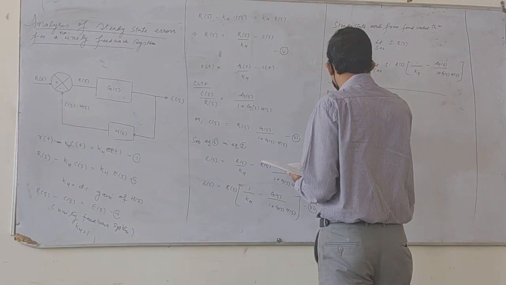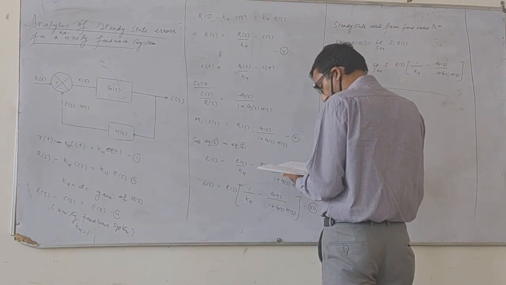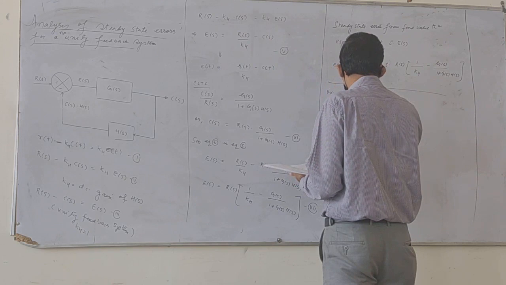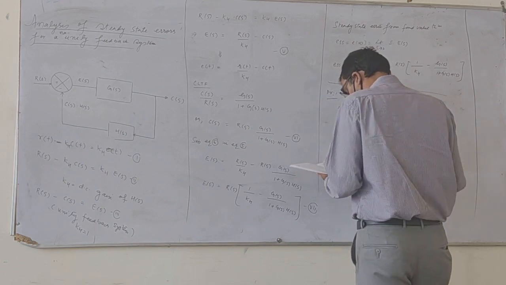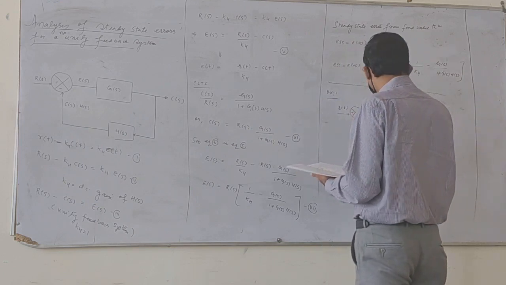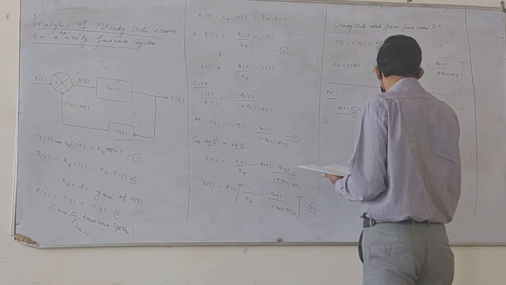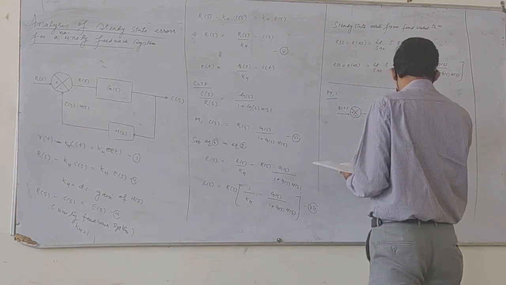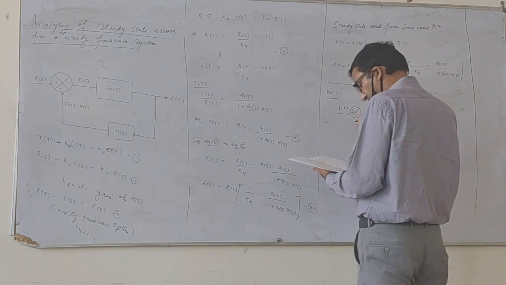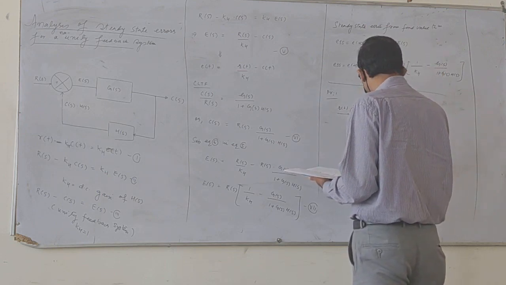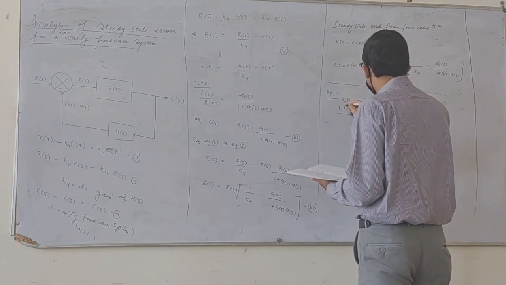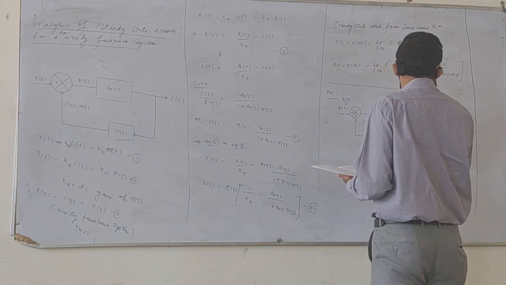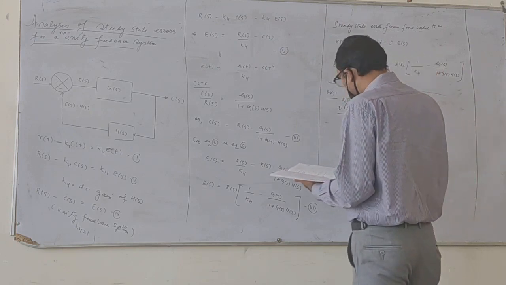This is today's numerical number 1 from GATE 2017. So we have a simple system, this is R of t, this is your G of s, sorry, this should be C of t or C of s. This is R of s in the s domain, this is C of s in the s domain. So it's a very simple question.